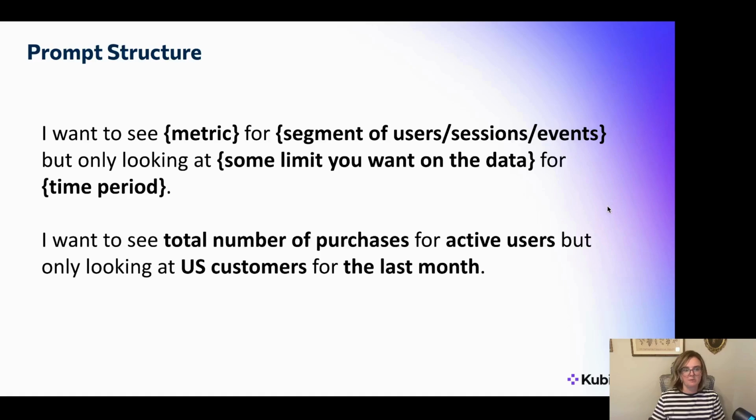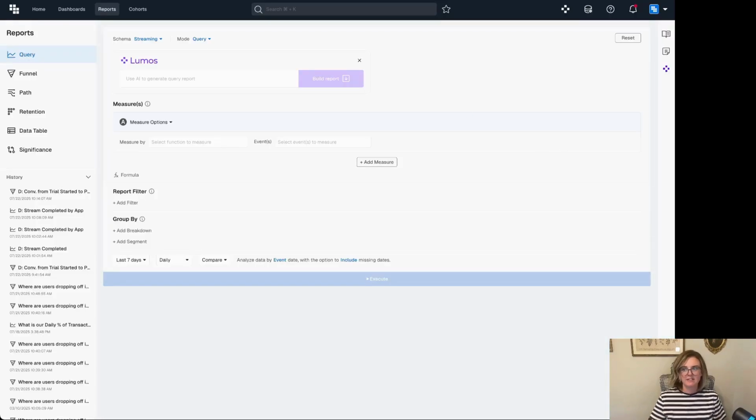To put it another way, the question might be phrased as, I want to see total number of purchases for active users, but only looking at US customers for the last month. This is going to ensure that I get all the proper context into my question, so the report that's created is going to be exactly what I need. So let's jump into Kubit and test out a few prompts so we can see this in action.